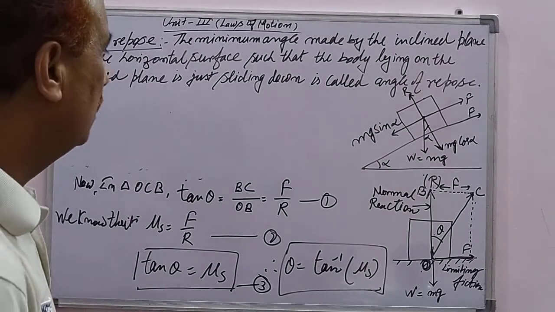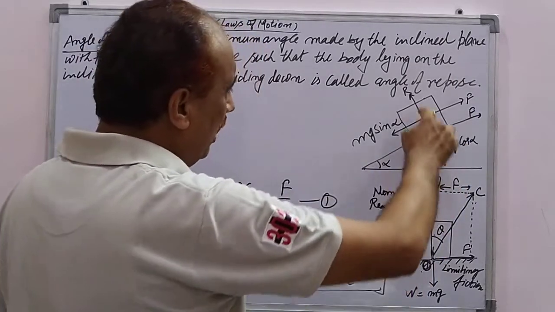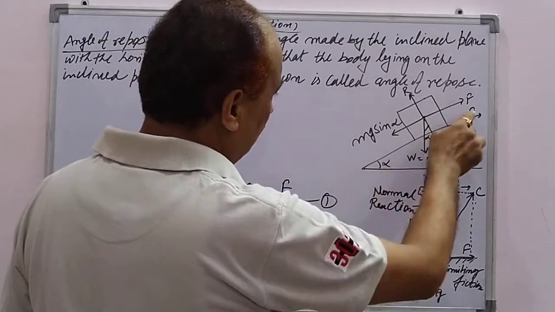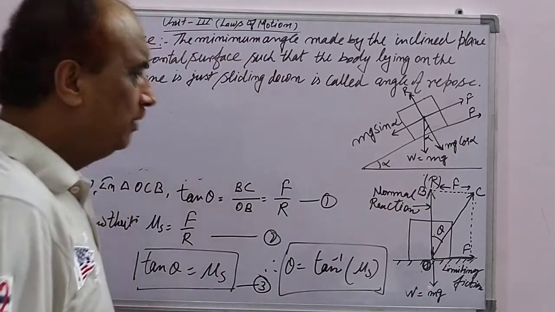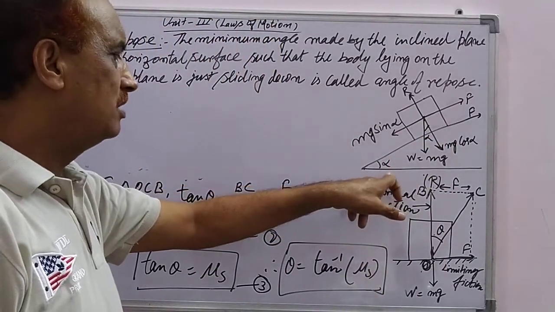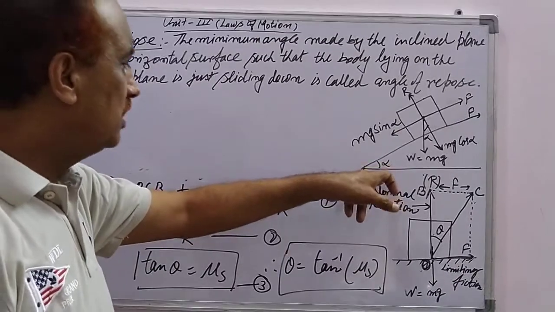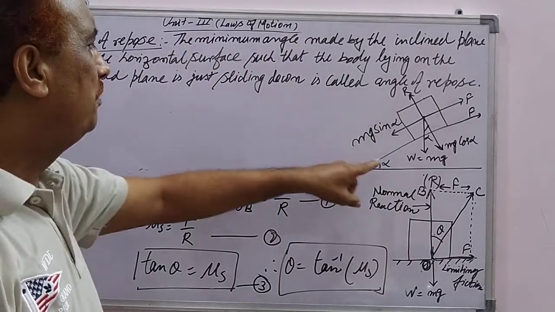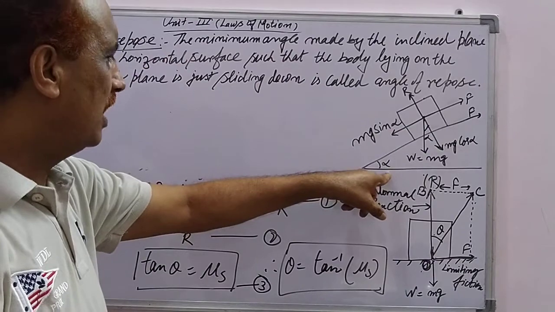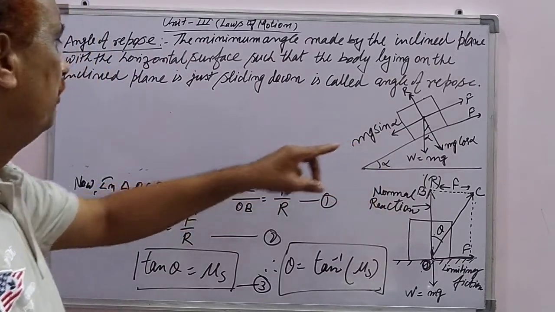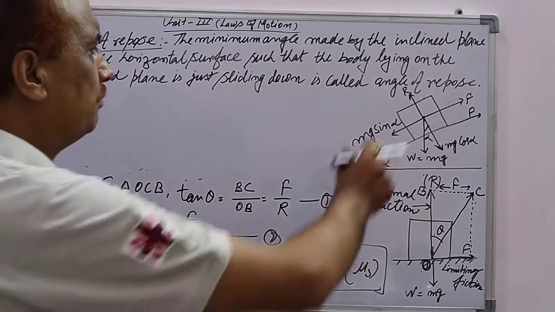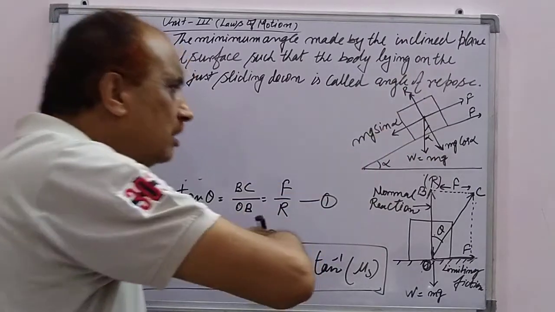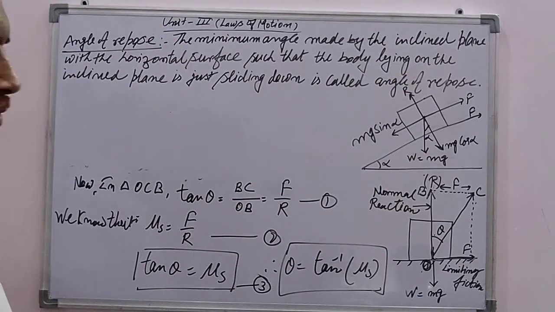Angle of repose means when we take an inclined plane and a body is placed on that inclined plane, the inclined plane makes some angle alpha. We have to discuss that angle alpha, the angle of repose. It can be defined as the minimum angle made by the inclined plane with the horizontal surface such that the body lying on the inclined plane is just sliding down. This is called the angle of repose.